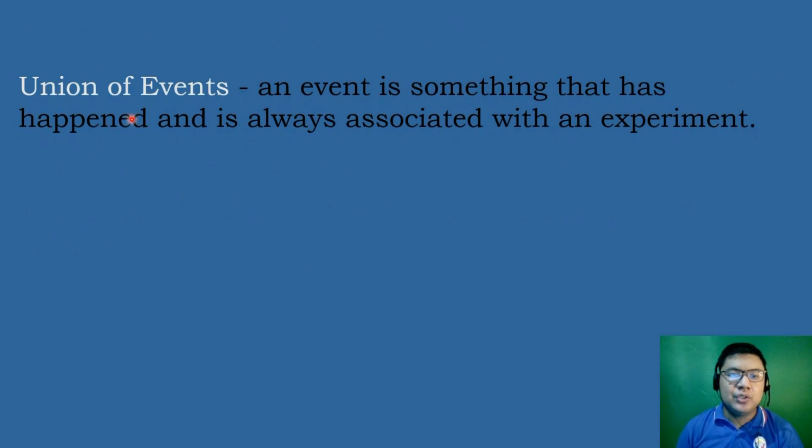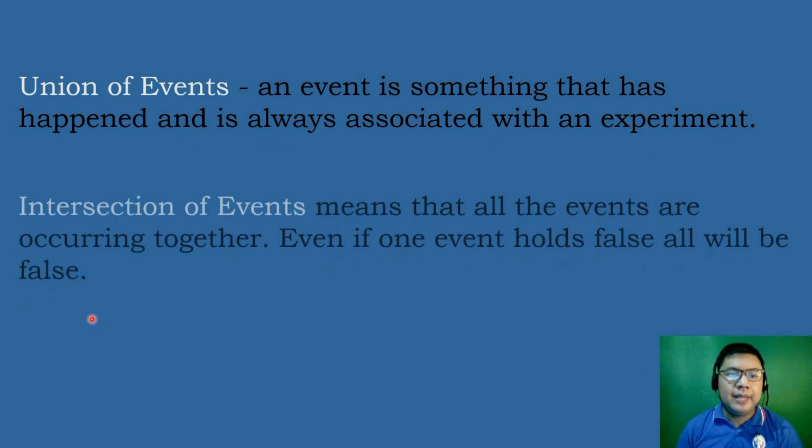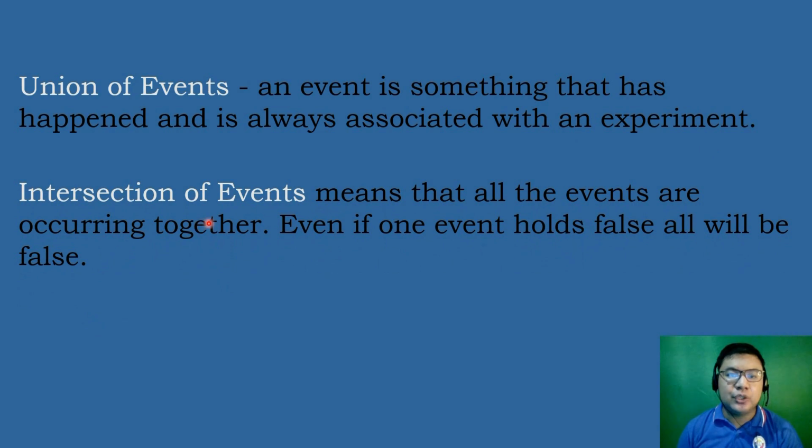So we have also the union of events. When we say union of events, it is an event which is something that has happened and is always associated with an experiment. And we have also the intersection of events, meaning that all the events are occurring together. Even if one event holds false, all will be false.